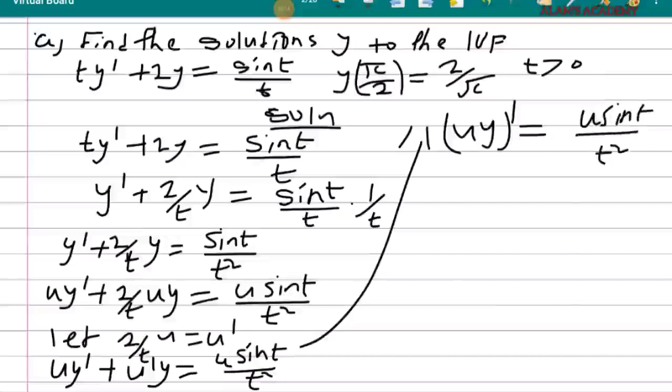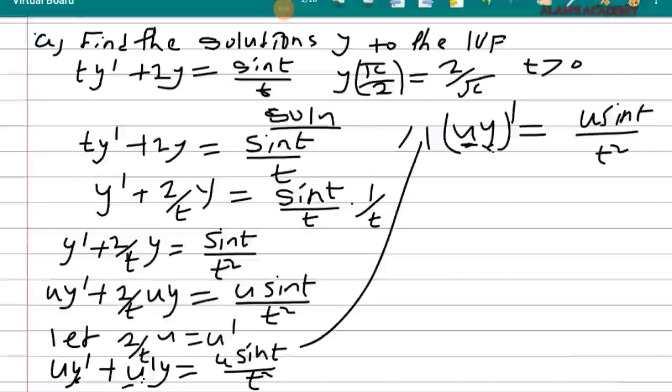In the previous video I explained that when you maintain u and differentiate y, you get y prime. And when you differentiate u, maintaining y, you get u prime. So we are getting back this. So that's how we factorize it to get u y all prime.